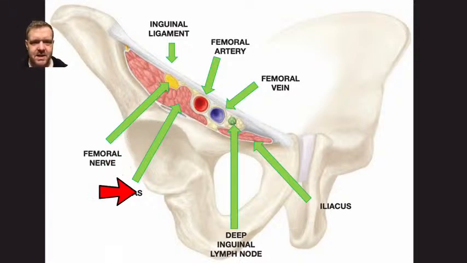And I've forgotten to change it. These are in the wrong place. So that's iliacus and that's psoas there. So those two are in the wrong way around. Still haven't changed that PowerPoint, sorry.